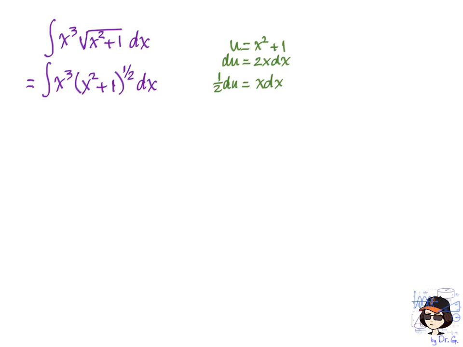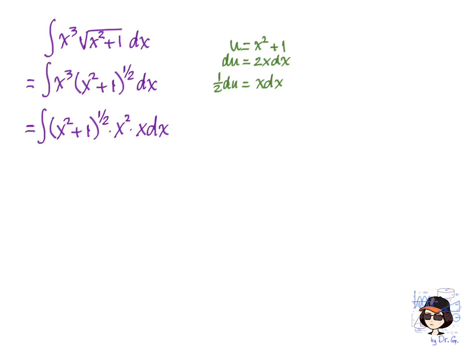Now we want to try to get rid of all of the x's in our integrand, and if we rewrite the integrand a little bit, you'll see how we can do that. So I'm just going to rearrange it. I'm writing x squared plus 1 to the 1/2 first, and then I'm splitting up the x to the third. X to the third is x squared times x.